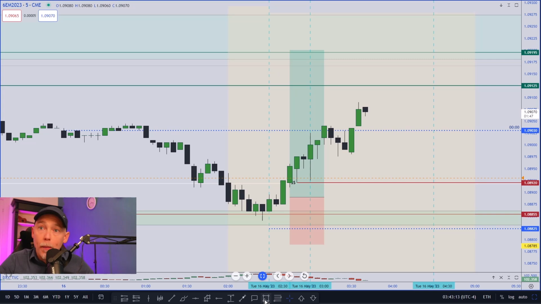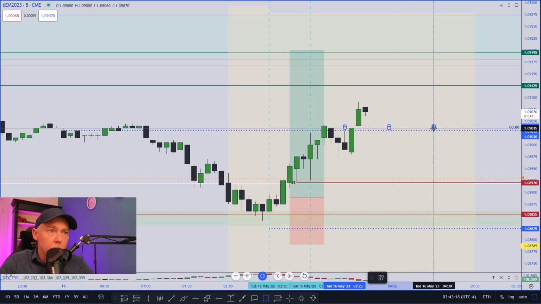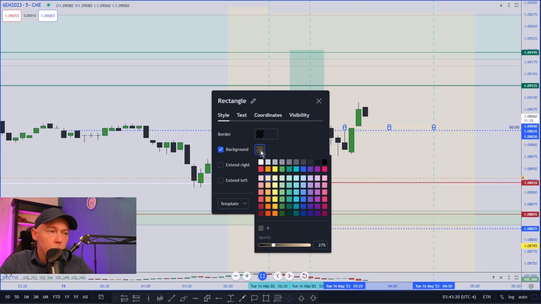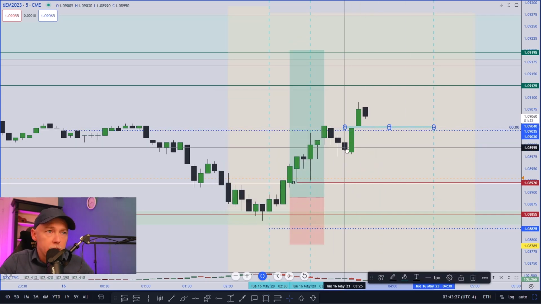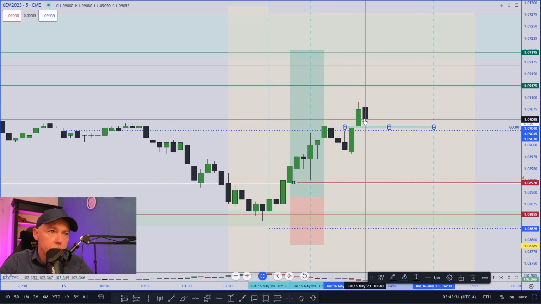I did a video about volume imbalances. Maybe check that out. Here's one here, I'll just mark it in blue. So on the 5-minute chart, we had a push up. We left this little gap here between the bodies, so price may want to come down and just retest into that.